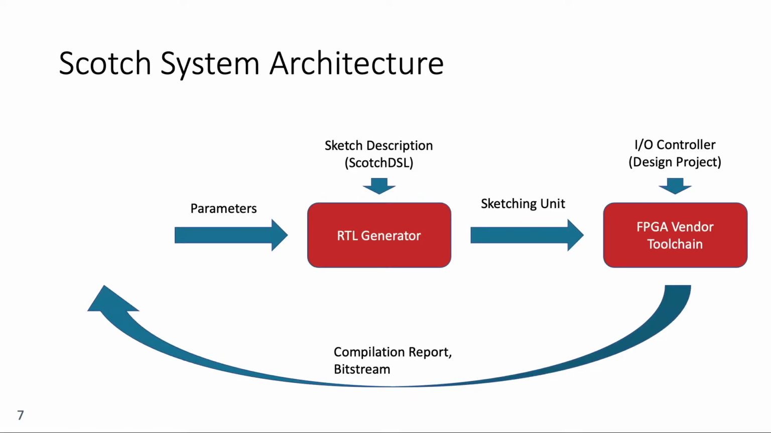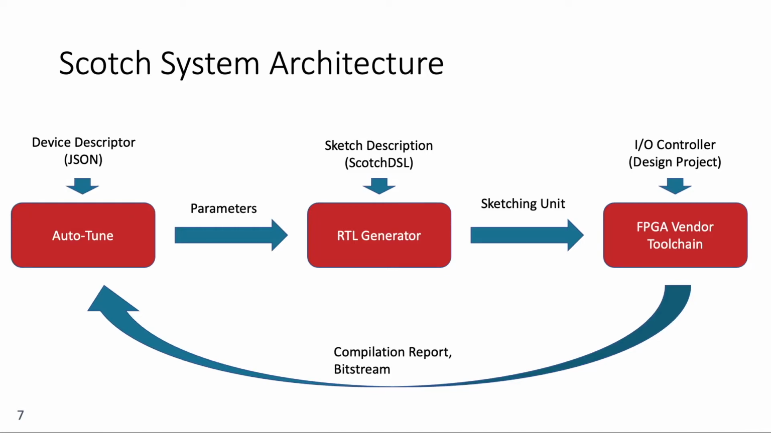From the compilation report, we learn how many FPGA resources were used and whether timing was satisfied. The bit stream is the program to initialize the FPGA. To optimize the summary size, an autotune component repeatedly calls the RTL generator with various sketch sizes and analyzes the compilation report. If the autotune algorithm finds an implementation it deems optimal, it returns the sketch size and the bit stream.